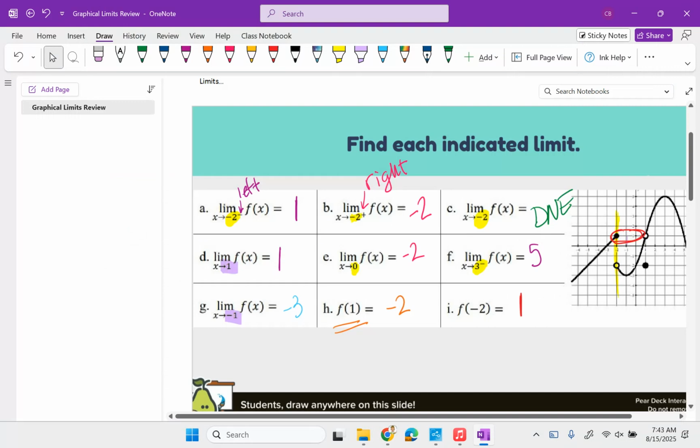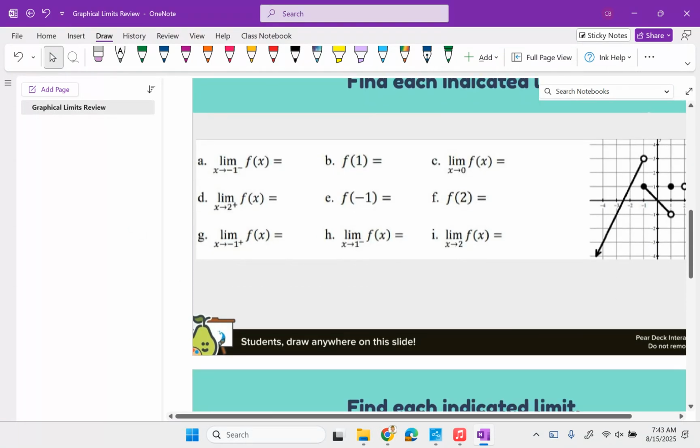I'll give you about another minute, 45 seconds to a minute. See how you do with it.